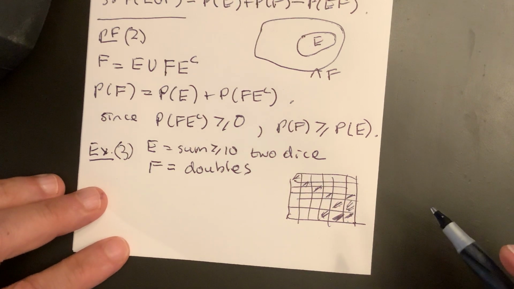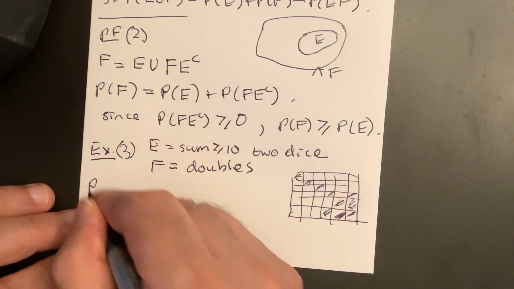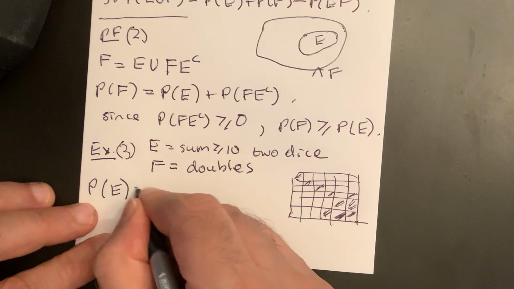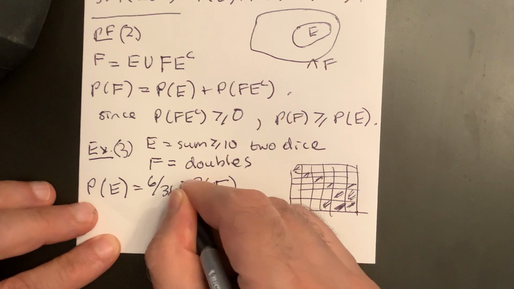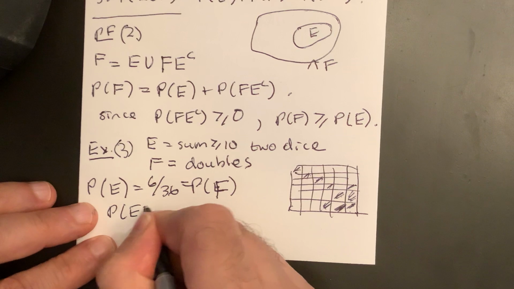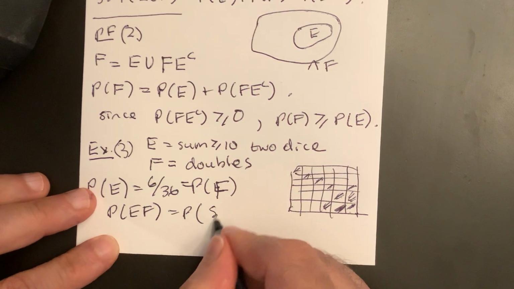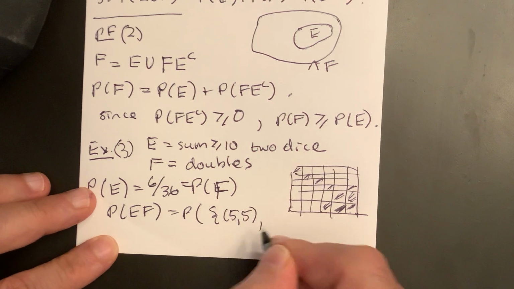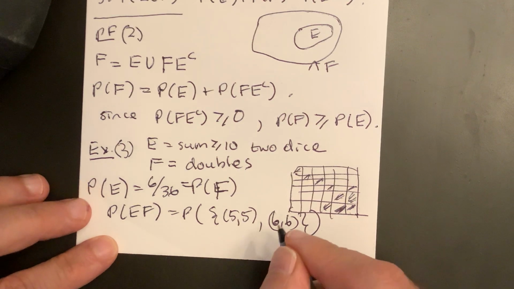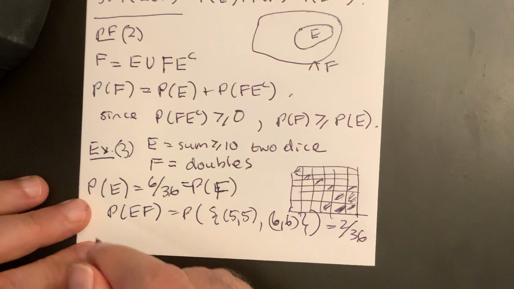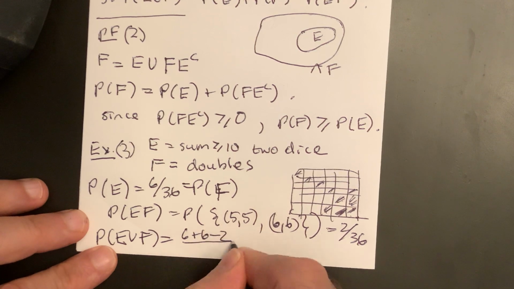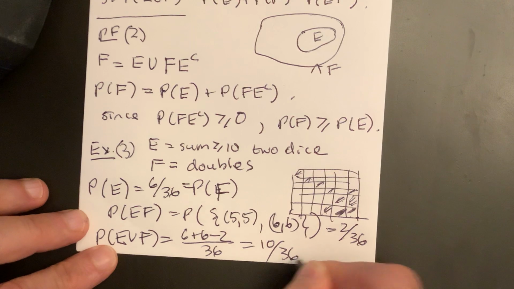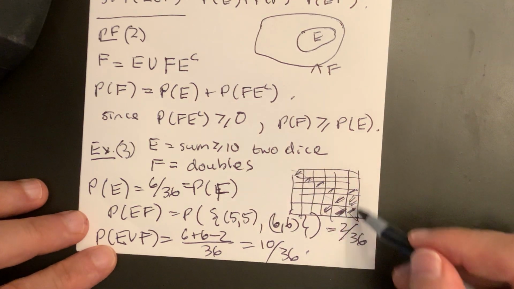Okay, so the probability of the union is, let's see, 10 out of 36, right? But let's check. P of E is 6 out of 36. P of F, all the doubles, also 6 out of 36. P of EF is just equal to the probability of being in both. So let's see, that's 5,5 and 6,6, which is 2 out of 36. And then, sure enough, we get P of E union F equals 6 plus 6 minus 2 over 36, 10 over 36. Which is right. It's just everything in here and here. So that's 10 of those.